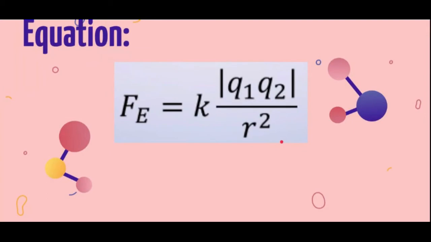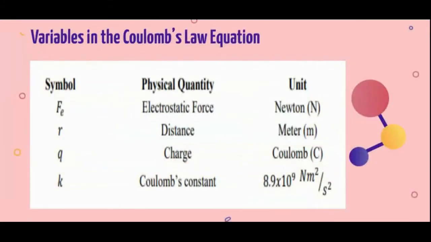Okay, now let's put this equation to the test. But before that, we need to understand the different physical quantities and symbols present in the equation. As I mentioned a while ago, F in the equation is the electrostatic force. Since it is a measure of force, the unit we are going to use is Newton. R is the distance, which is in meters. Charge is represented by Q, which has a unit of Coulomb.